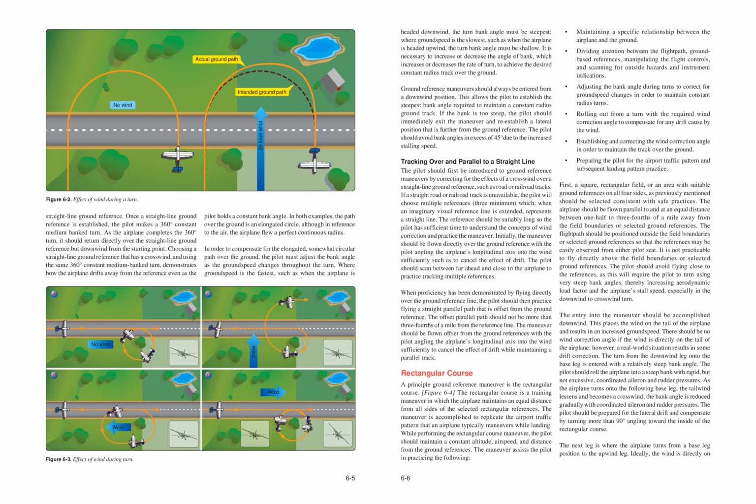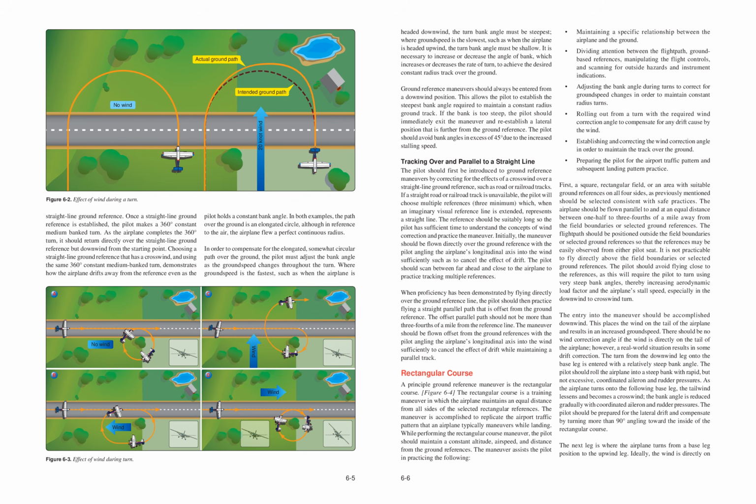Rectangular course. A principal ground reference maneuver is the rectangular course. Figure 6-4. The rectangular course is a training maneuver in which the airplane maintains an equal distance from all sides of the selected rectangular references. The maneuver is accomplished to replicate the airport traffic pattern that an airplane typically maneuvers while landing. While performing the rectangular course maneuver, the pilot should maintain a constant altitude, airspeed, and distance from the ground references.